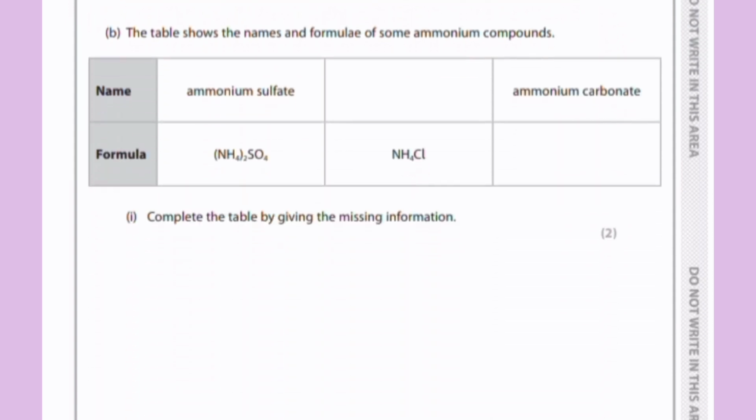B. The table shows the names and formula of some ammonium compounds. Part 1. Complete the table by giving the missing information. We have an example here. For the first column, they have given us the name of the compound ammonium sulfate with the formula (NH4)2SO4. Similarly, we have to write the name of the compound with the formula NH4Cl. NH4 tells us that it's an ammonium compound, and the Cl tells us that there's a chlorine ion. And since it's only written as Cl, there is nothing else joined to it, we will write with the ending IDE, so it will be ammonium chloride.